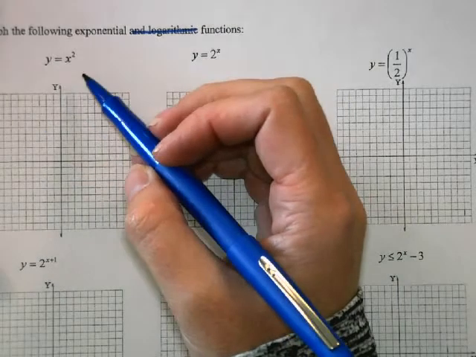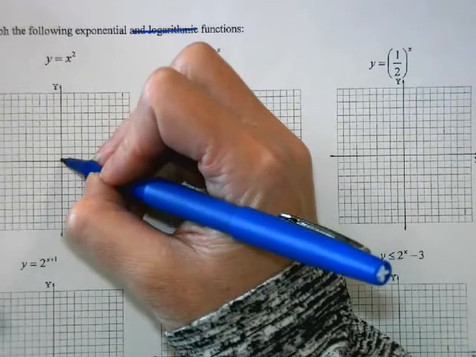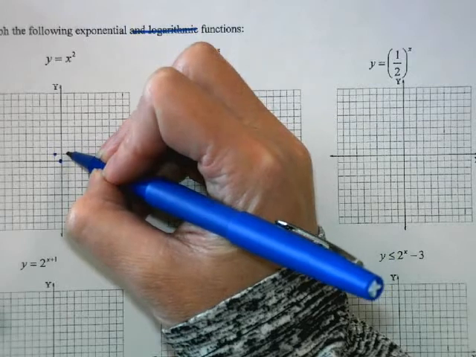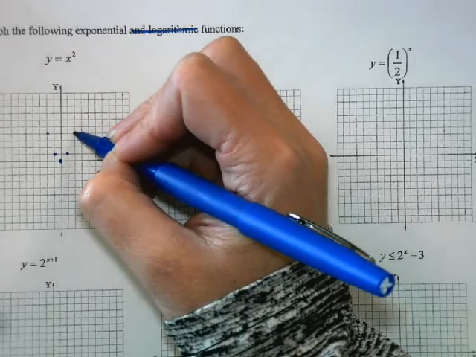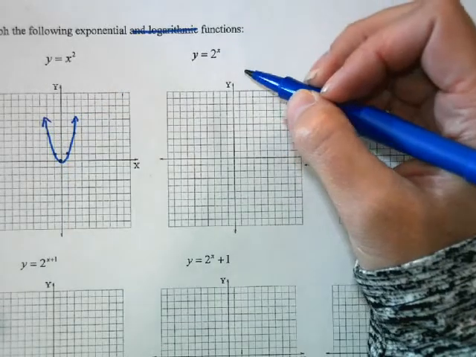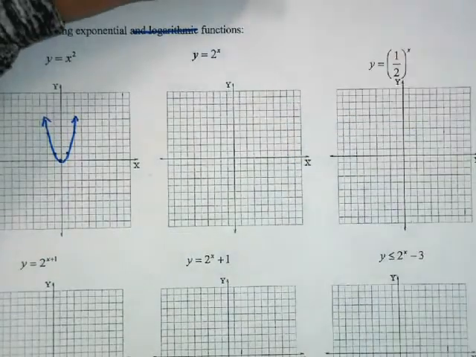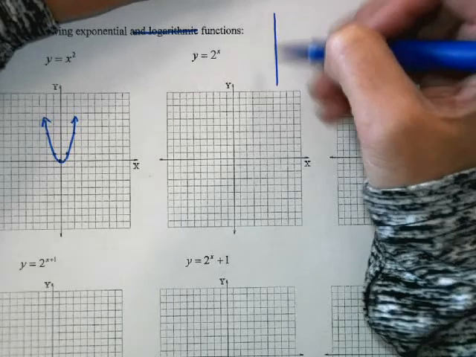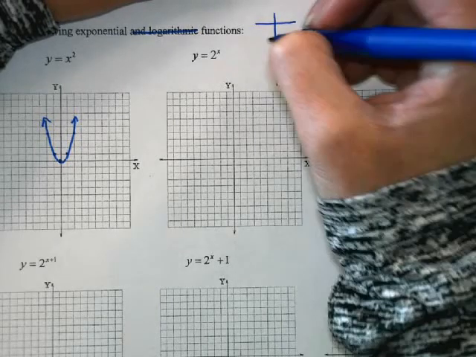So here, y equals x squared is not an exponential function. The base is the x, not the exponent. So this is just our parabola. 2 to the x is an exponential function. So what we're going to do here is create a table of values.